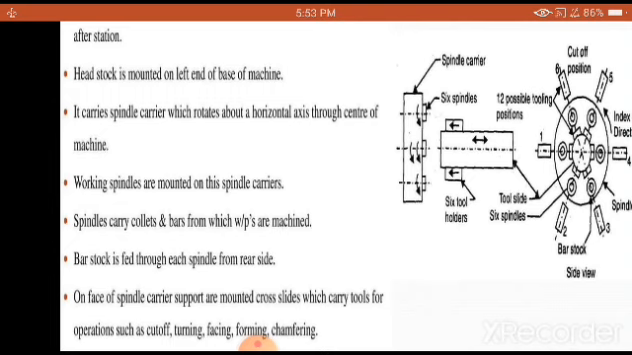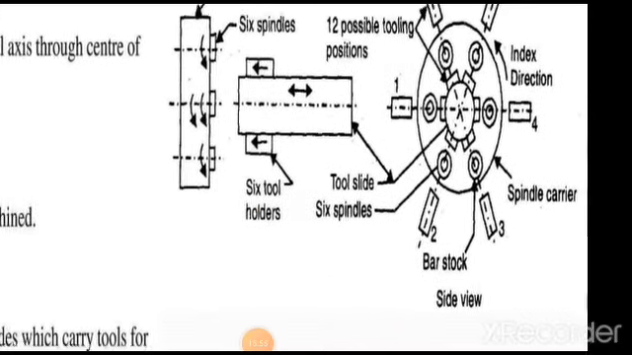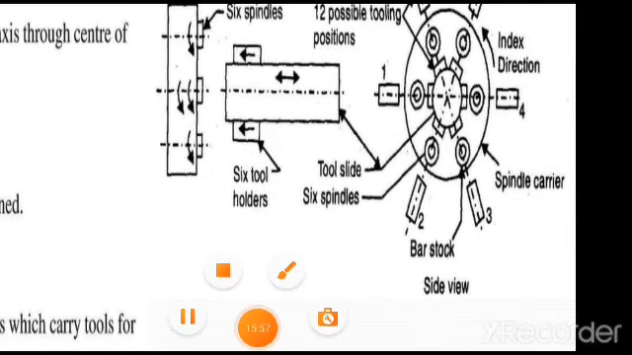As the spindle carrier indexes, meaning it rotates, it carries the work from station to station where various tools operate on it. So what happens here, I'll be explaining to you clearly. Once again I'll clarify.